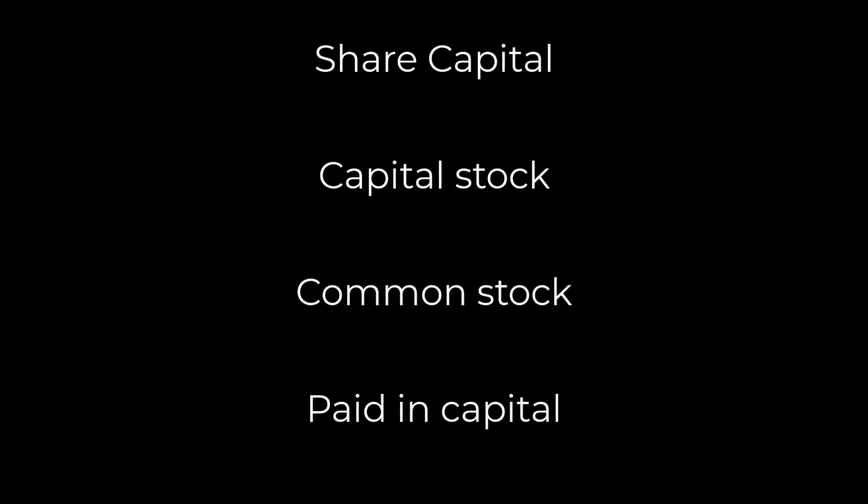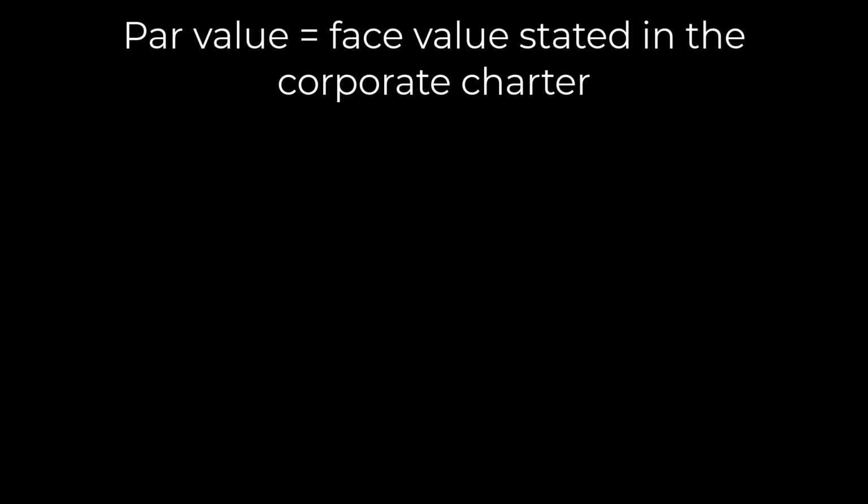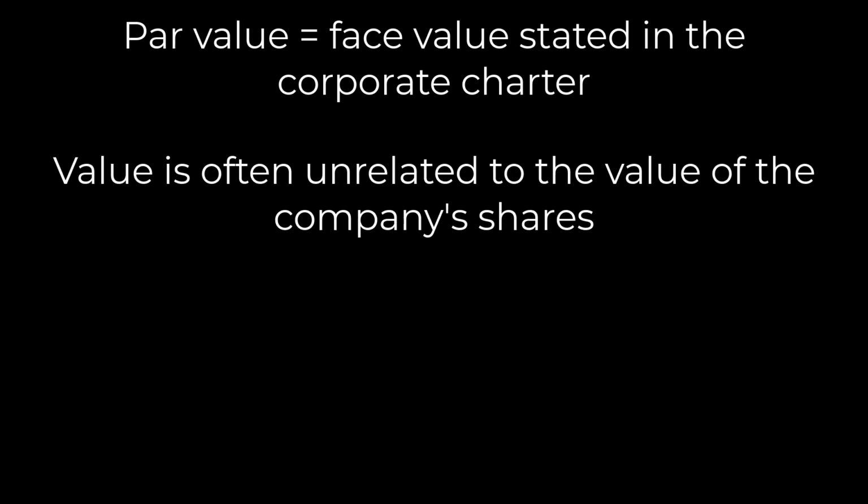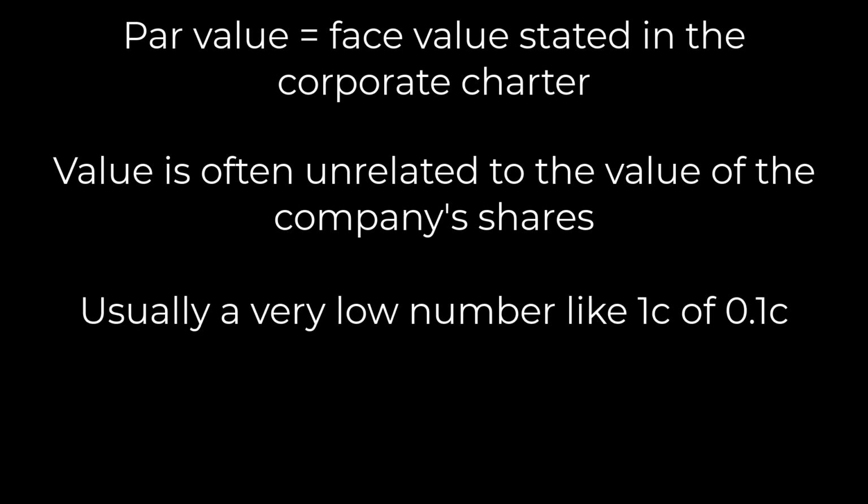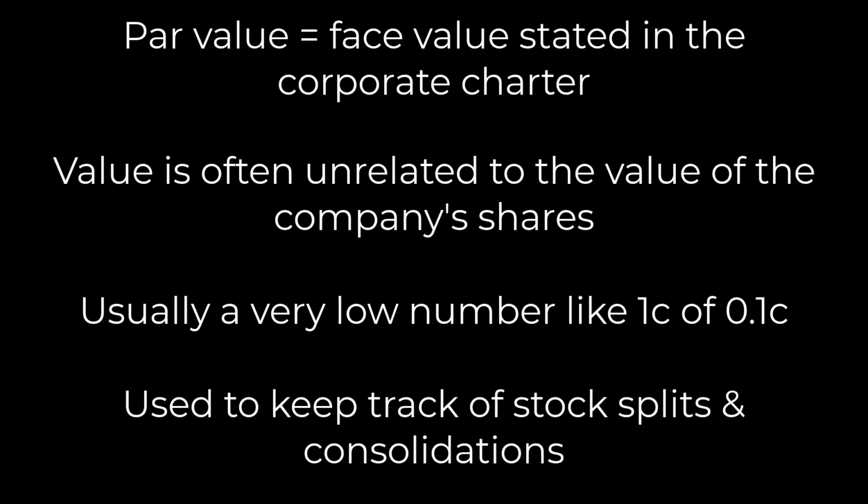Now that we have defined equity, let's see what types of equity we can find on the balance sheet. Equity comes in a variety of forms. Here are the most common. Share capital. This is sometimes called capital stock, common stock, or paid-in capital. This is what investors have paid for the common shares at par value. Par value is the face value of a share as stated in the company's corporate charter. Its value is often unrelated to the value of the company's shares. It will usually be a very low number, like 1 cent or 0.1 of 1 cent. It's usually just used to keep track of stock splits and consolidations.